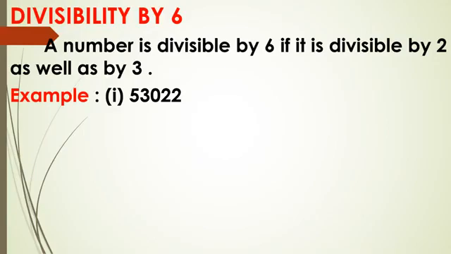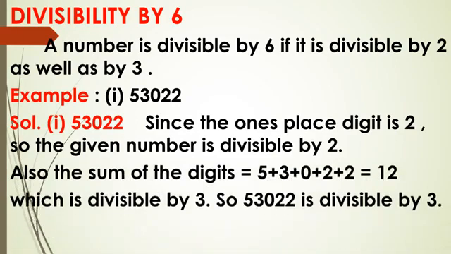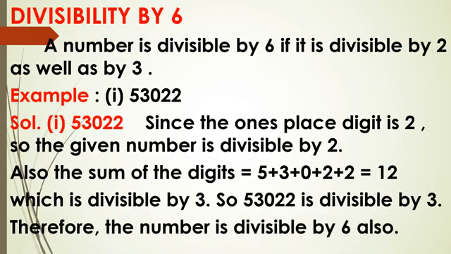53,022. For 2, first of all, we will check 2. If the ones place digit is 2, that is an even number, and 2 is divisible by 2, so the complete number is divisible by 2. And for 3, we have to find out the sum of the digits. Sum of the digits is 12, which is divisible by 3. So, the complete number is divisible by 3. Okay. So, as the number is divisible by 2 and also by 3, it is divisible by 6 also.